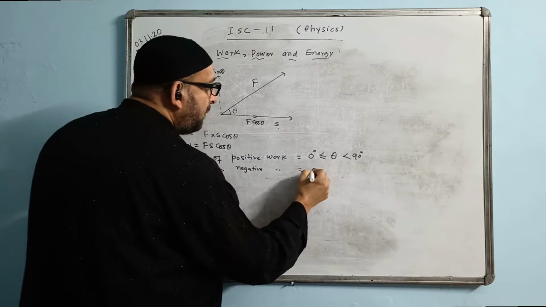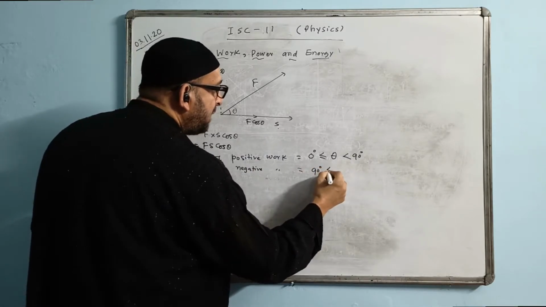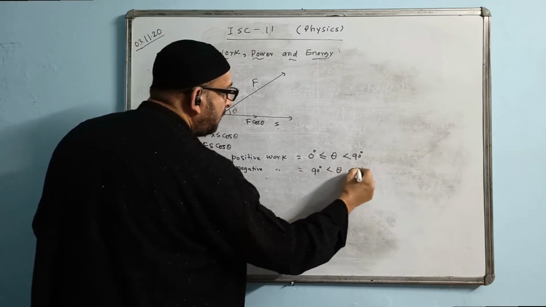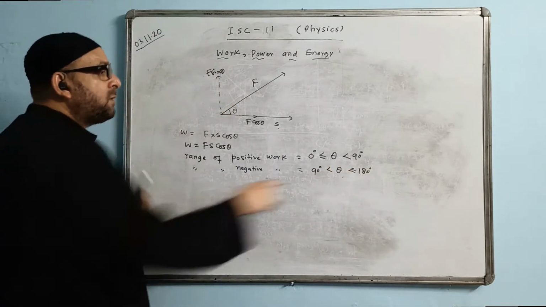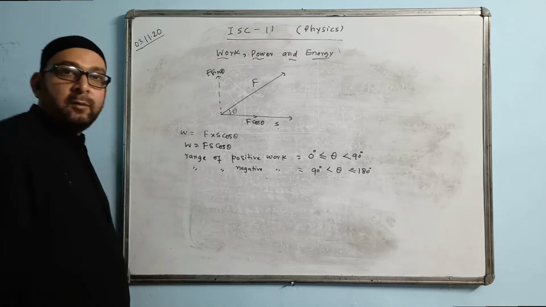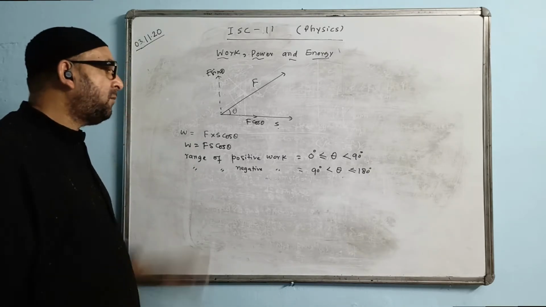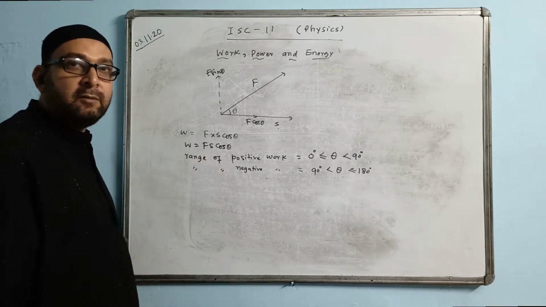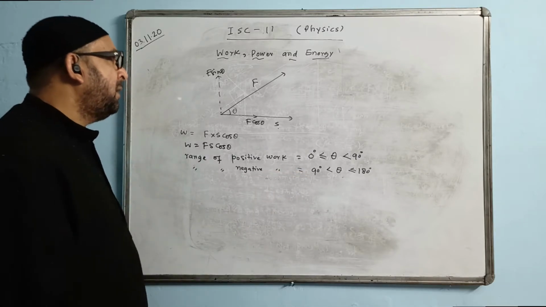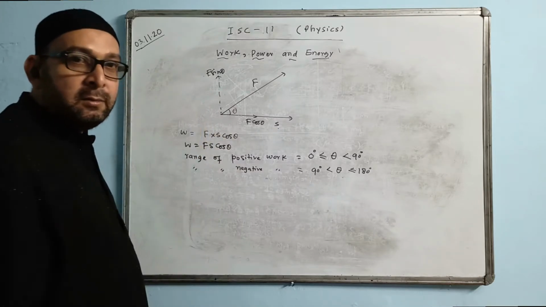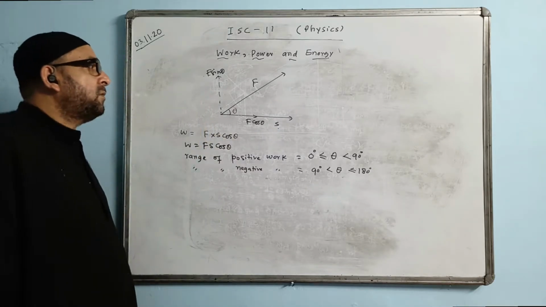Negative work will happen when the angle lies between 90 degree and 180 degree. Again, don't put an equal sign here, because we are looking for negative work. If you put an equal sign here, that means the work done becomes 0, which is neither negative nor positive. So this is how you need to write the range. And examples and all, you have done quite a lot on this in class 10, so we will not discuss too much on that.